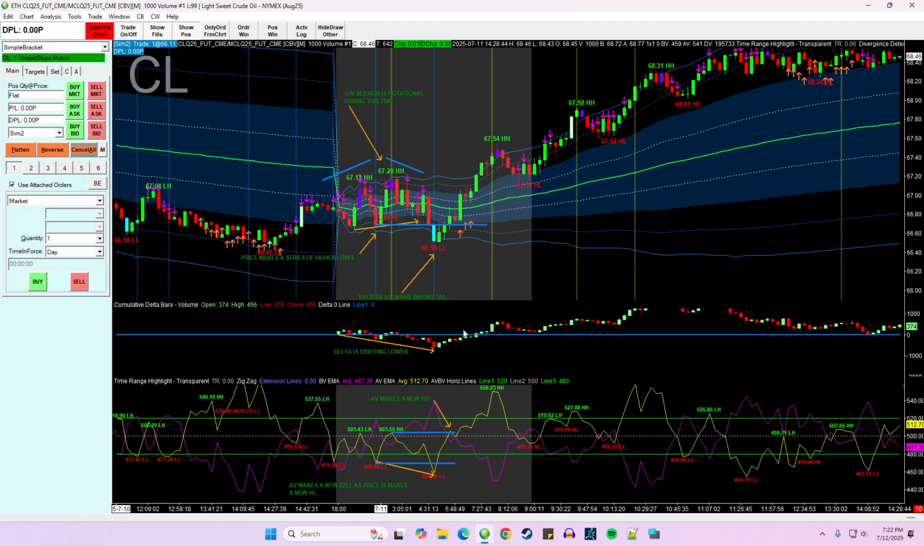This is what's important for looking for the setup into the RTH open, if this is where we're going to initiate our trade. And that's it.